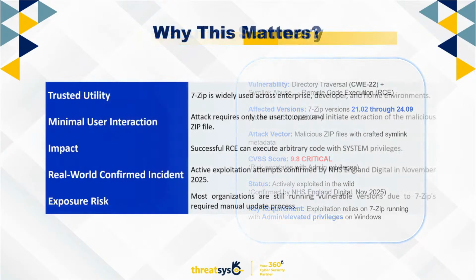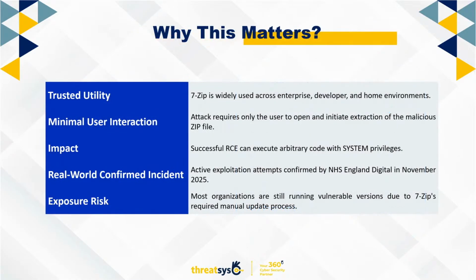Let's move on to the next slide. We will look at why this matters. Why should this particular vulnerability keep CISOs and IT teams up at night? The first reason is trusted utility. 7-Zip is widely used across enterprise, developer, and home environments globally. You must be using 7-Zip if you are downloading any content from Telegram or somewhere where it is zipped with .z01, .z02 extensions that need 7-Zip to extract. So I hope you might be using 7-Zip now.